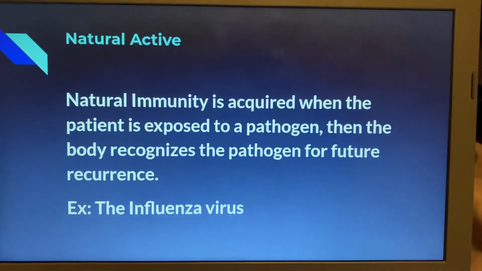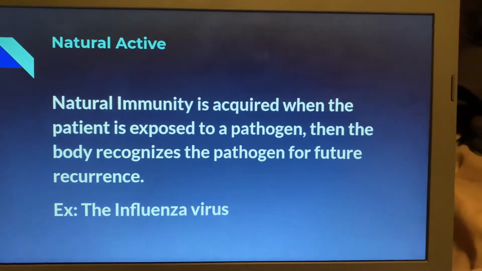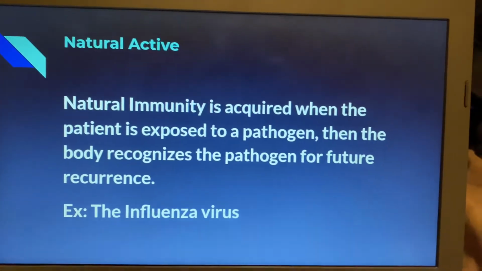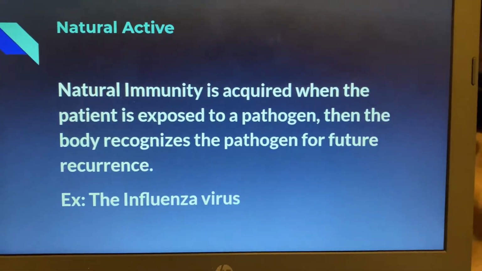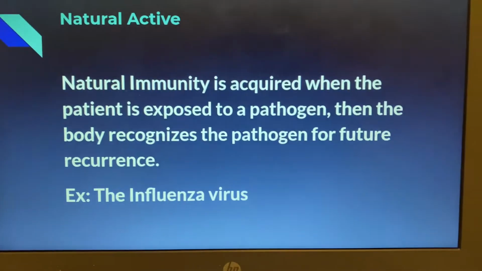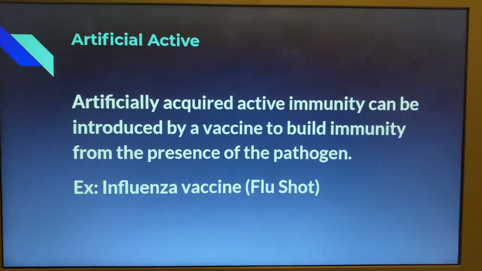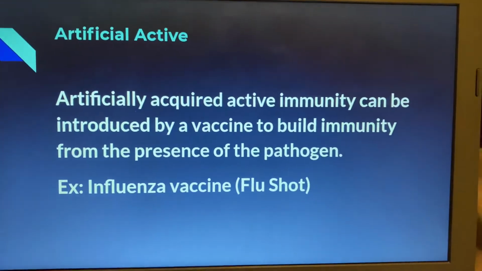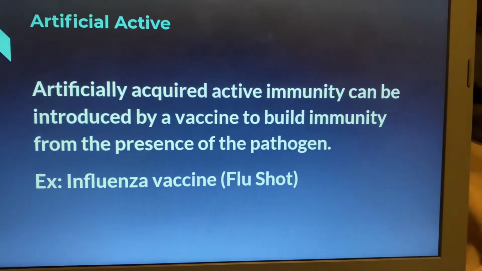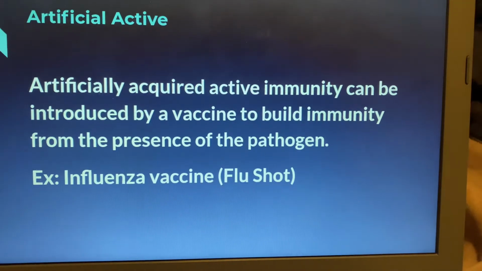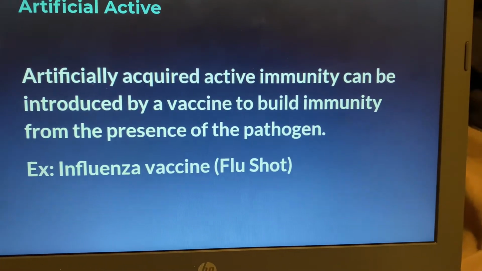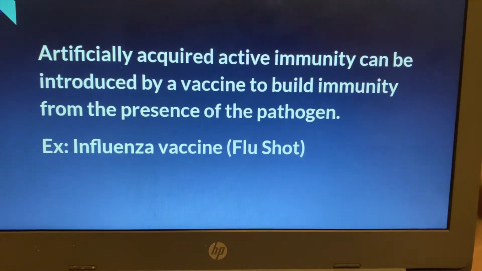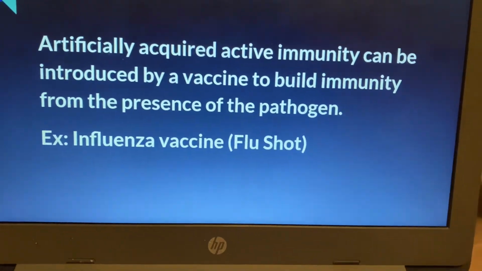Natural immunity is acquired when the patient is exposed to a pathogen, then the body recognizes the pathogen for future reoccurrence. An example of this would be like the influenza virus. Next is the artificially active, and it is acquired through a vaccine that is used to build immunity from the presence of the pathogen. An example of that would be the shot for influenza.